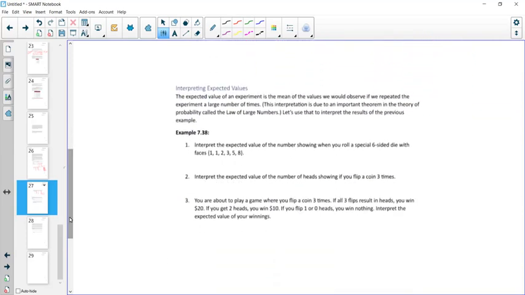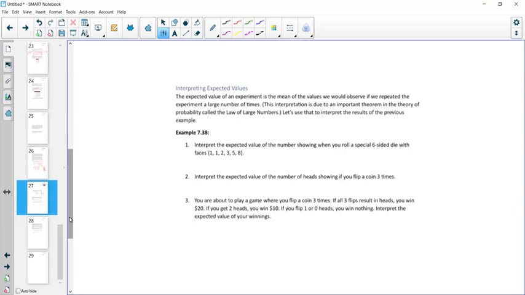Okay, so the expected value of an experiment is the mean of the values we would observe if we repeated the experiment a large number of times. This interpretation is due to an important theorem in the theory of probability called the law of large numbers. So let's use this to interpret the results of the previous example.